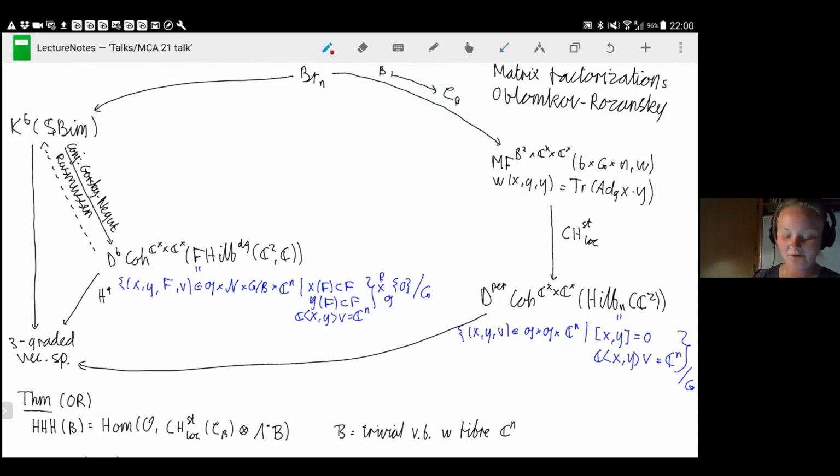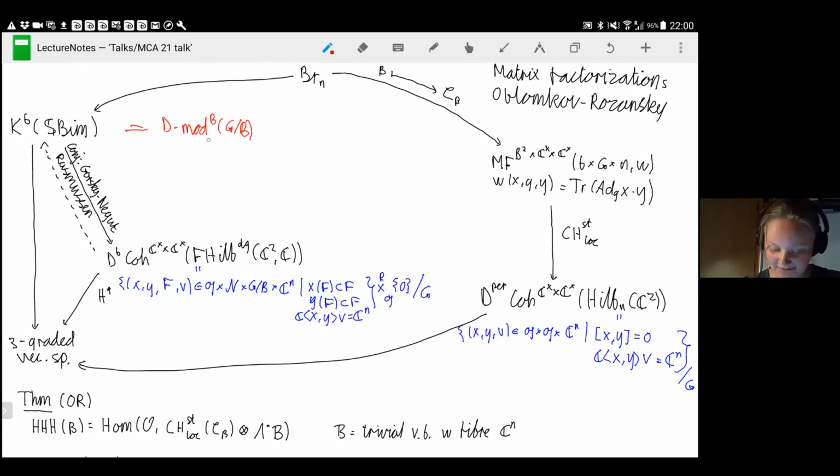The standard geometric avatar of Soergel bimodules, or one of the more classical geometric categorifications of the Hecke algebra, is in terms of D modules: B-equivariant D modules on the flag variety. So we have a way of going from here to here.